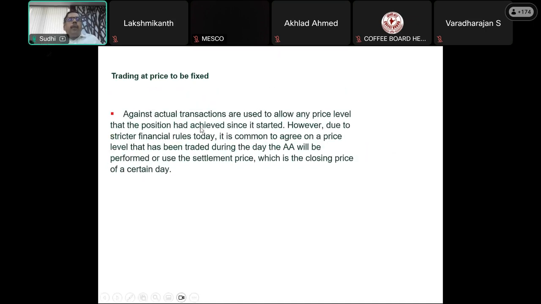Trading at price to be fixed. So against actual transactions, it used to allow any price level that the position has achieved since it started. However, due to stricter financial rules today, it is common to agree on a price level that has been traded during the day, or to use the settlement price, which is the closing price of a certain day, or the traded price on that day. So that is the price to be fixed.